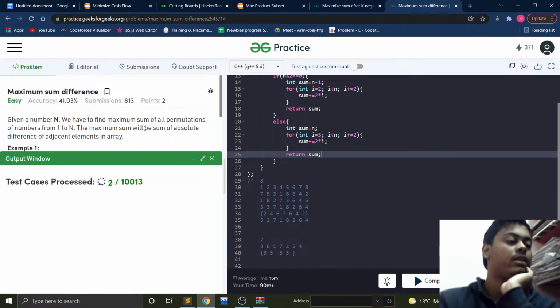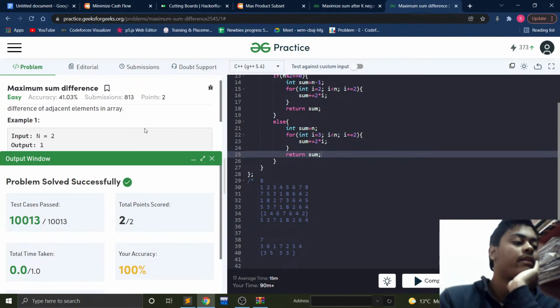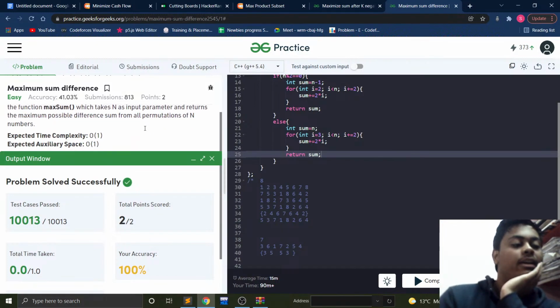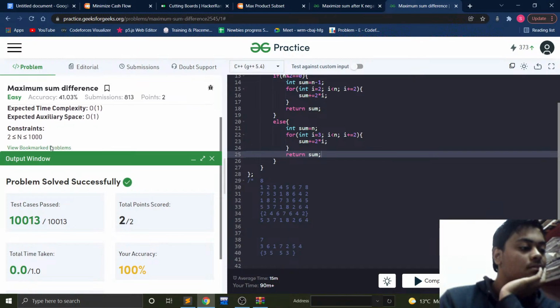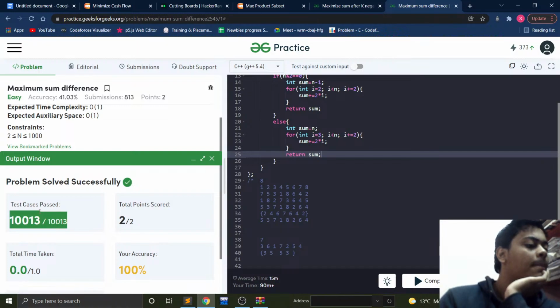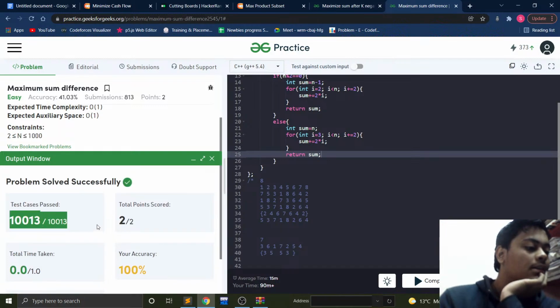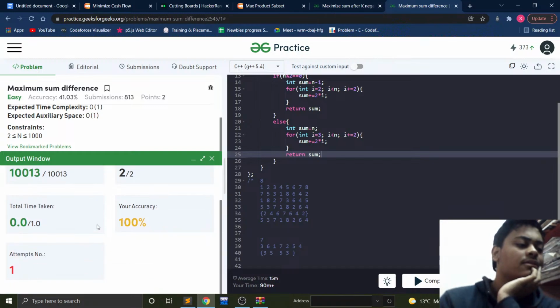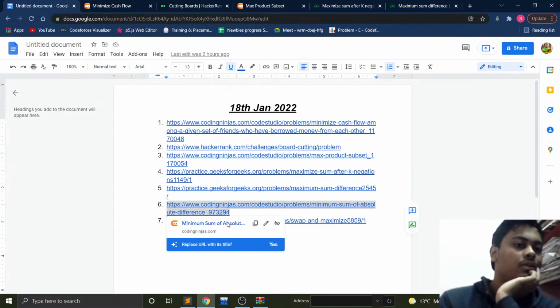I don't think there will be some 10,000 test cases. Okay, it ran for each value till 10,000. But values are only till 1000. Why 10,000? Why 10,000 test cases? This was a great problem. Let's try to go with the 6th problem now.